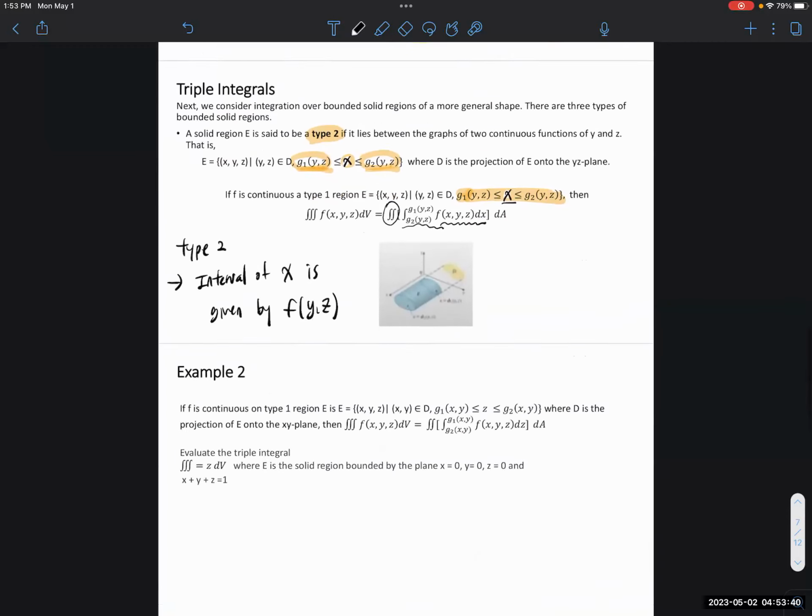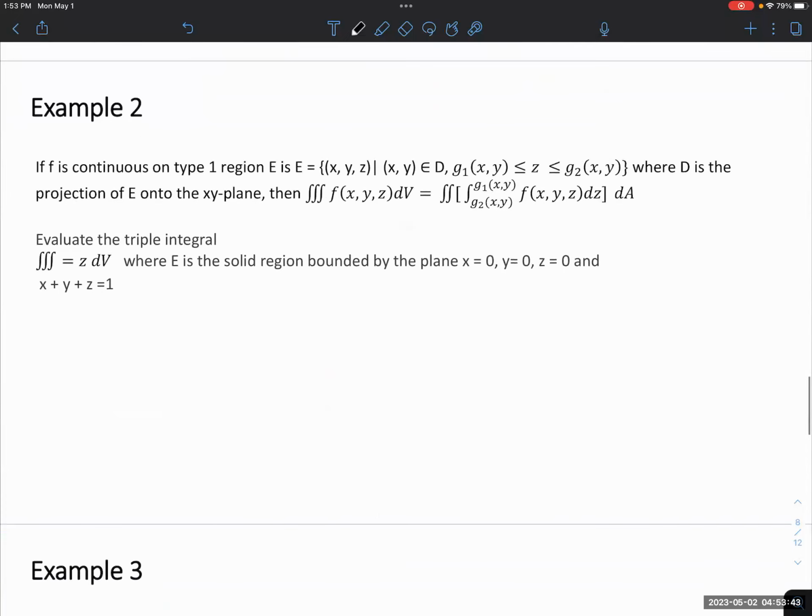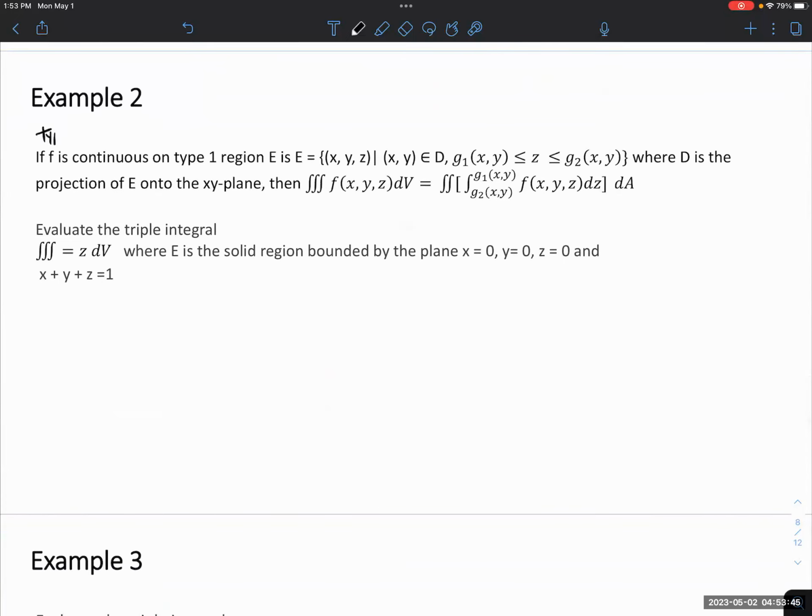Okay, so here we go. This is the question. I just wrote down that this is a type 1 definition, so the z interval is given, and you have to take the integral with z first. Anyway, let's read the question. Evaluate the triple integral. The function is very simple: it is z. They want to find the integral of the function z, where E is the solid bounded by, with a specific interval, x equal to 0, y equal to 0, z equal to 0, and this plane.